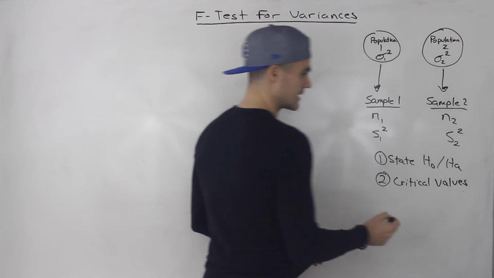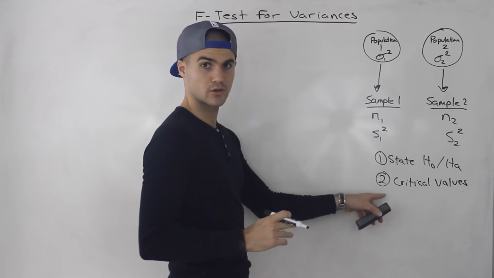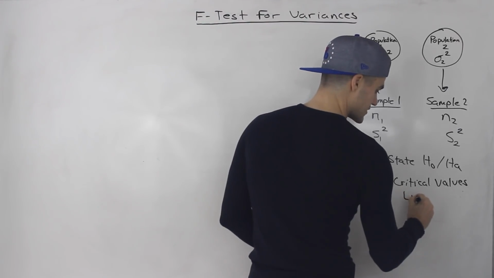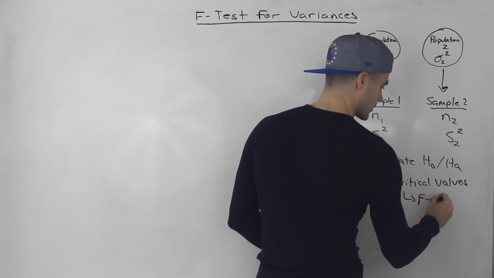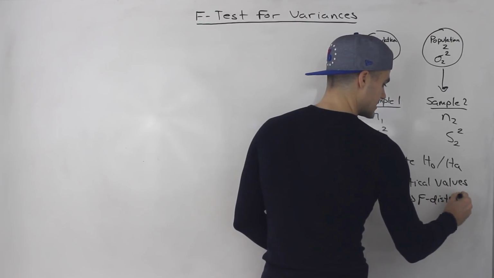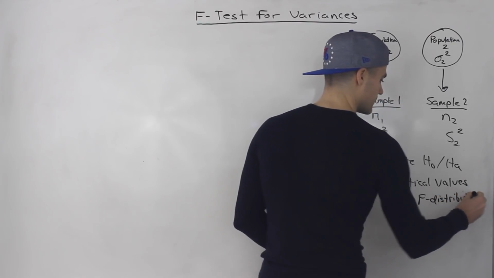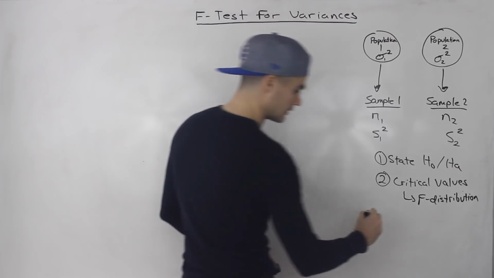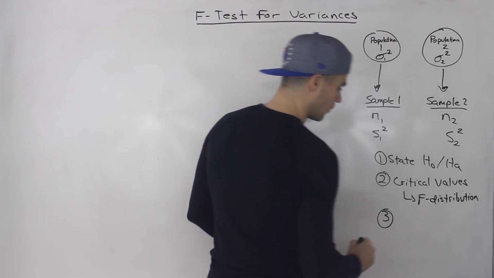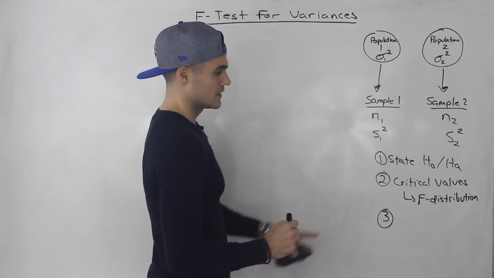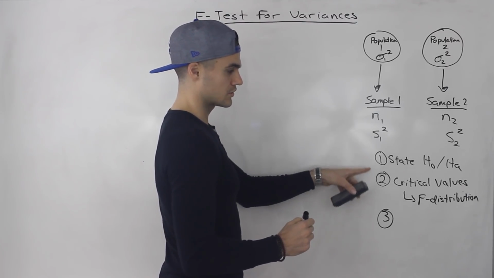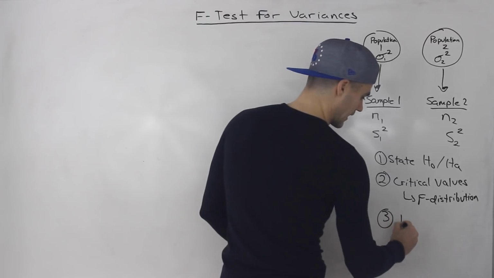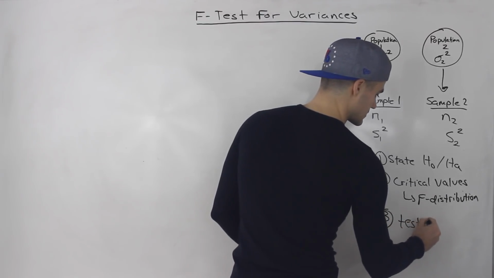The difference is that when we're doing an F-test, these critical values are going to be on something called an F distribution. So far we've been just working with a Z distribution or a T distribution. We're now going to be working with something called an F distribution. I'm going to explain a little bit further soon what that is. So state the null, alternative, critical values, and then we're going to have to find some kind of test statistic.